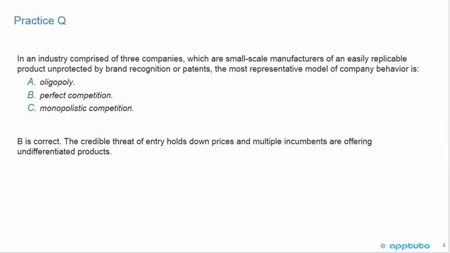The credible threat of entry holds down prices and multiple incumbents are offering undifferentiated products. So you can see that the product is easily replicable and it's unprotected by brand recognition or patents. And so that's representative of perfect competition.